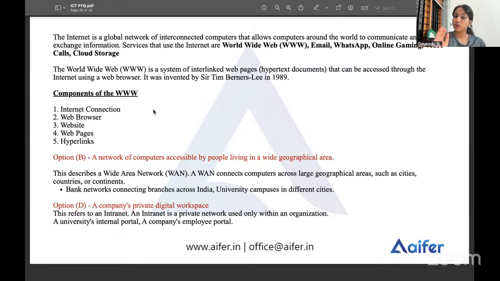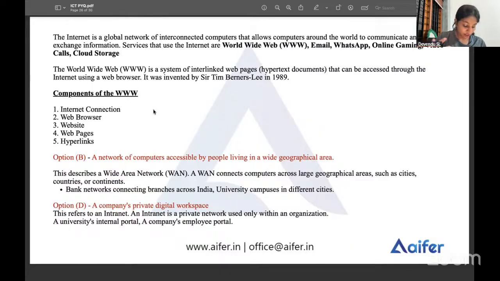Services that use the internet are World Wide Web, email, WhatsApp, and so on. The World Wide Web is a system of interlinked web pages that can be accessed through the internet using a web browser. What is a web browser? A web browser is a software used to open websites. We have so many websites when we search for something, and we search for websites from web browsers. We open the web browsers and we search for websites.